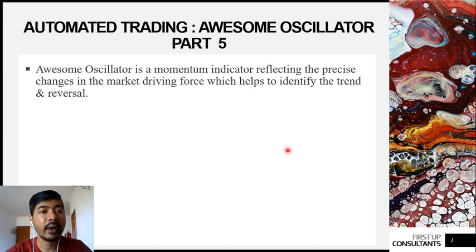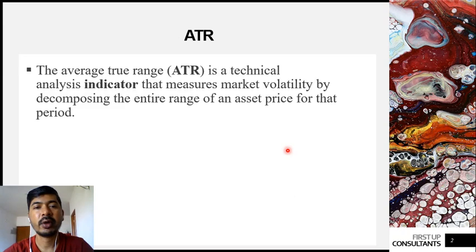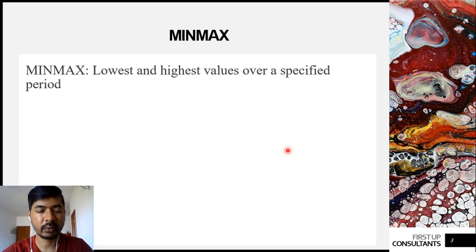I am Vaibhav. In today's session of automated trading, we are going to continue working with our algorithm involving the awesome oscillator, and I hope by now you are well familiar with its intricacies and technical functionality, as this is part 5. So we will not go into the details of this indicator. Of course, we are going to involve ATR and the min-max as well.